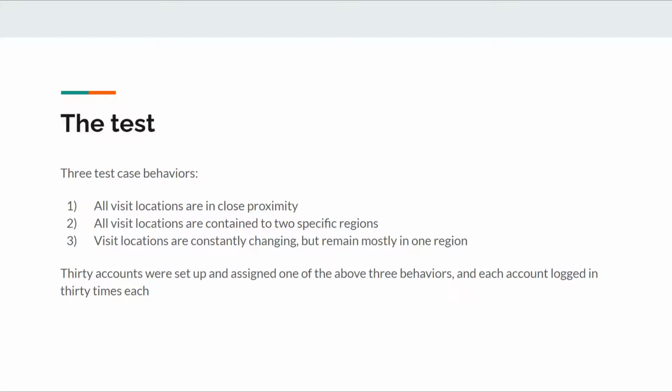In the third test case behavior, visit locations are constantly changing, i.e. a business person who stays mostly in one region, like a continent, traveling all over Europe or Asia or something like that. Then 30 different accounts were set up, and each was assigned one of the 3 different behaviors at random. Each of the accounts was set to log in 30 different times, and those 30 different login times were fed into the algorithm.